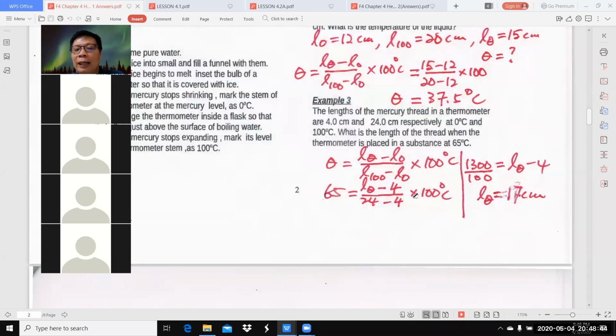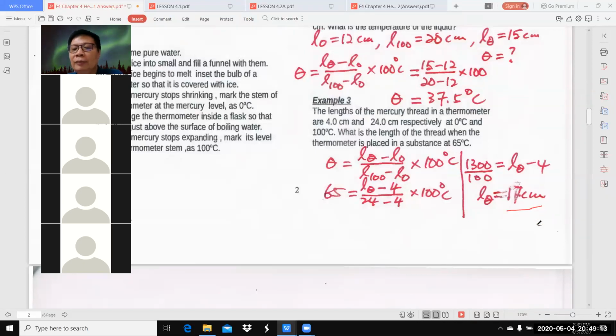So this one, same mark times 100. Here you got 20, right? 20 times 65, so you get 1300. This 100 bring over to divide, so it becomes like that. So here, that plus 4. I think the answer is 17. Can you please check? 13 plus 4, so the answer is 17.